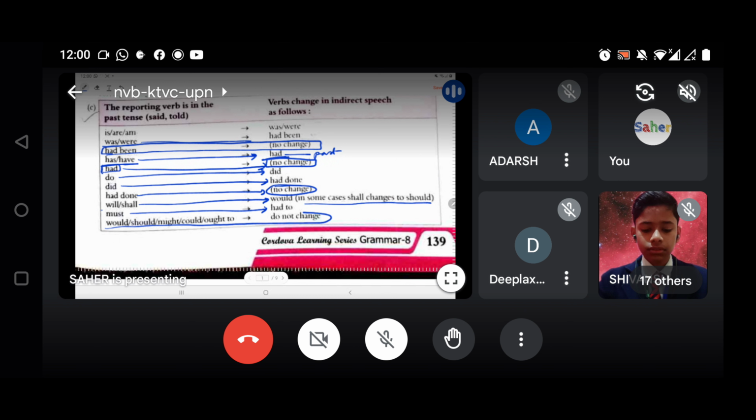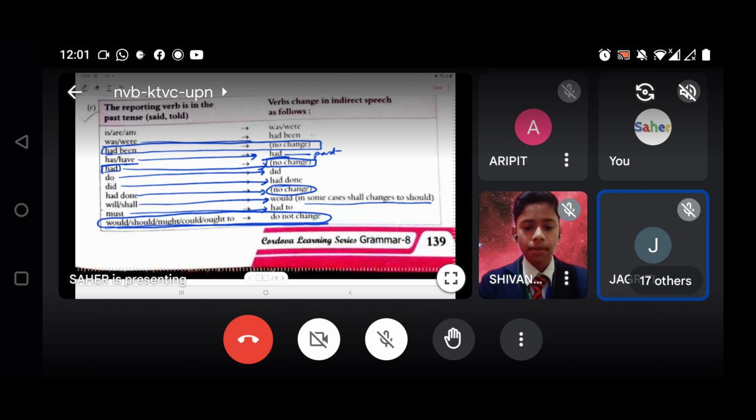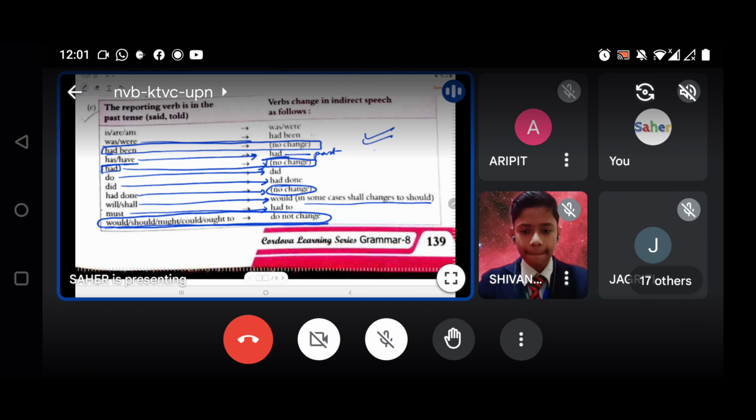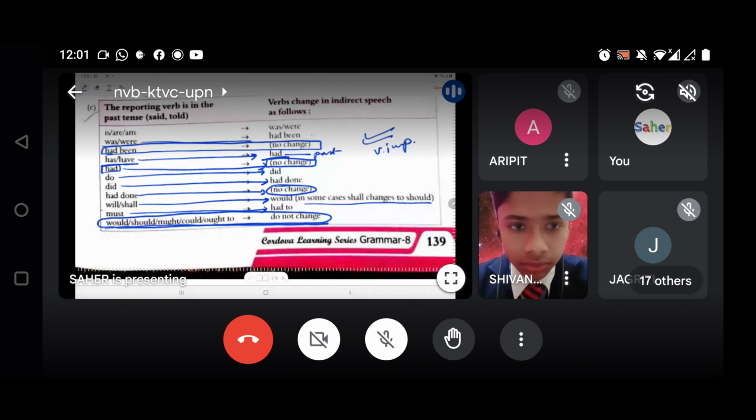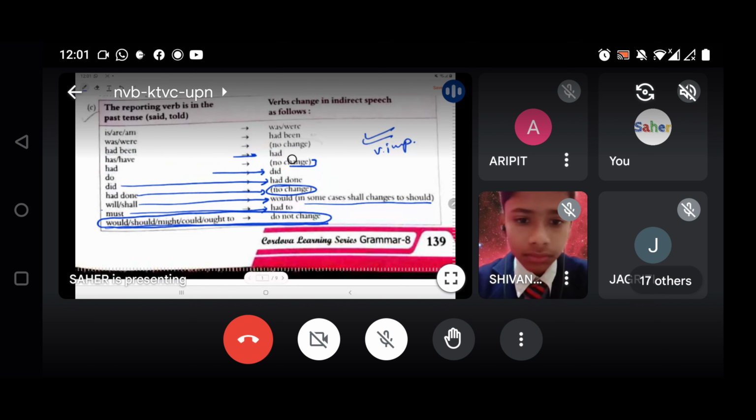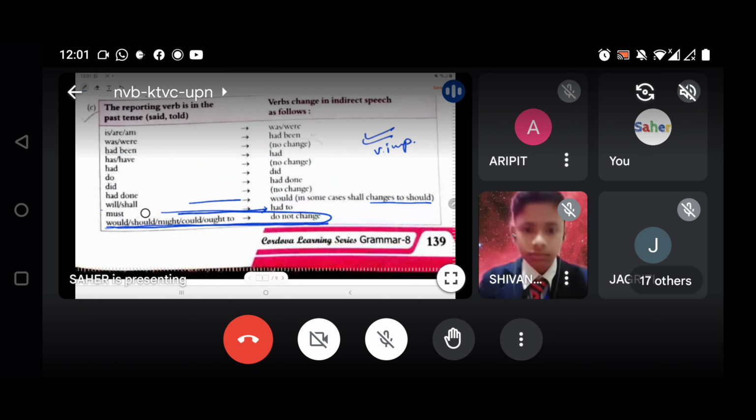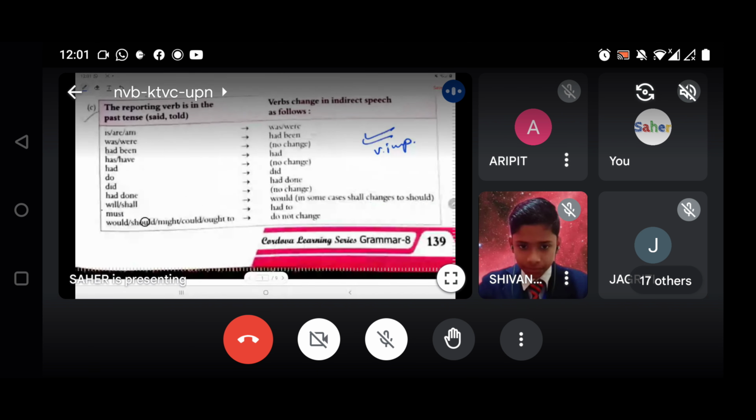Would, should, might, could, ought to do not change. That means these modal verbs are not going to be changed into the past in indirect speech. Is that clear? So this table is very important. You have to learn it properly, revise it properly, and learn which verbs are not going to change. Clear?